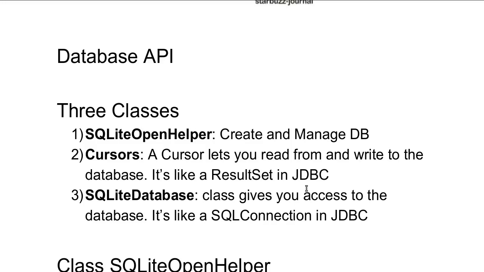For that purpose we need the SQLiteOpenHelper class. So we need to override that class and then write the creation of a table or the management of the table in that class. After that we have Cursor. Whenever we have to access the data from the database in terms of rows, we have to read and write these rows. That is similar to the ResultSet in JDBC. For that purpose we have the Cursor class, and last we have SQLiteDatabase, which gives us access to the database like SQL Connection in JDBC.